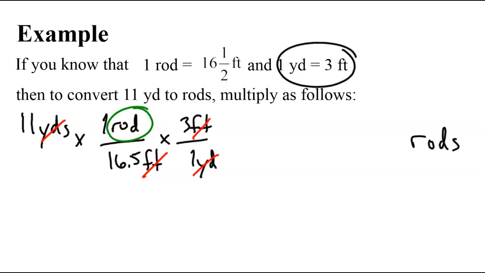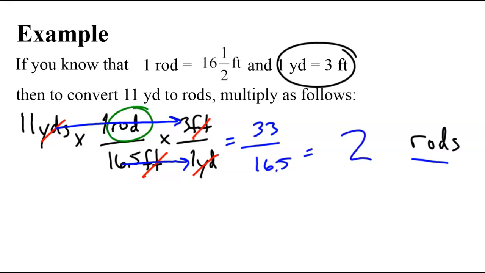And so I'm going to go ahead and multiply all the way across with both of these, and my final answer will be 11 times 3 is 33 over 16.5, and rods is my unit that I'm looking for, and so 33 divided by 16.5 is 2 rods, and that's my final answer for that one.